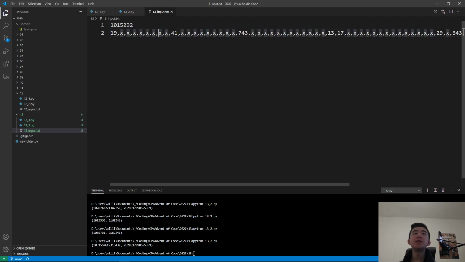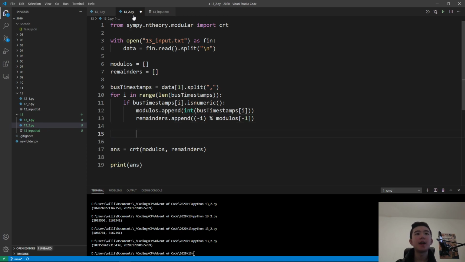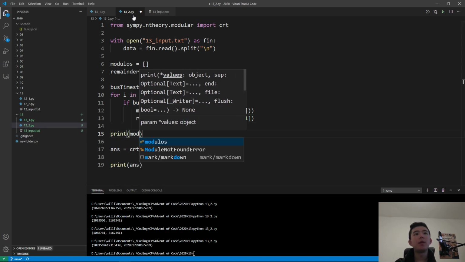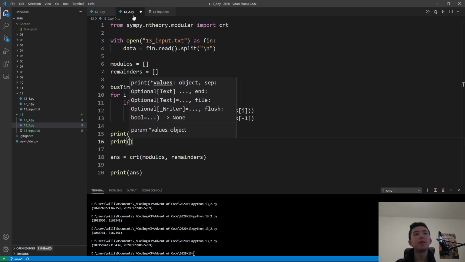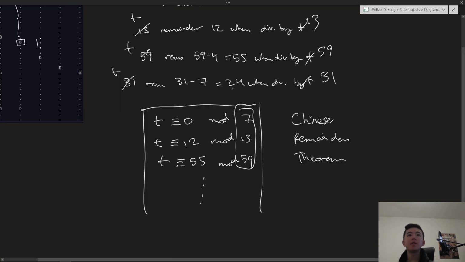Basically we just need to keep an index of where we are in this list right now. So we're going to loop through this list. 19 has index 0, so we know that our timestamp is going to be 0 modulo 19. And I suppose I should print this out: modulos and remainders. These lists are basically what we have here. This is going to be modulos, and this is going to be remainders. And this is all we need to pass to the library function to get it to work.